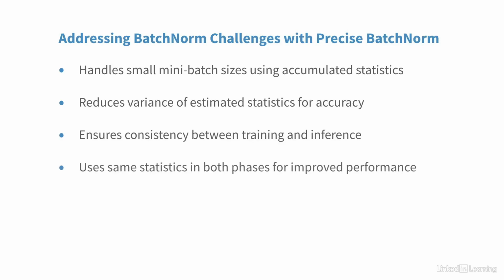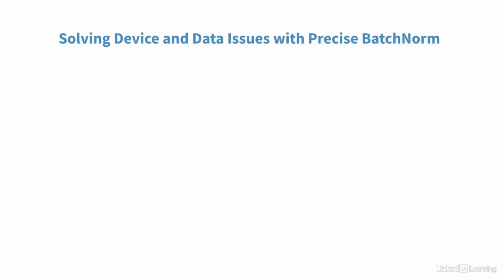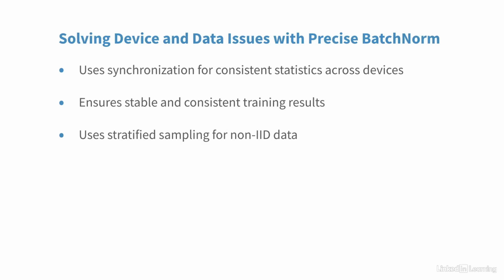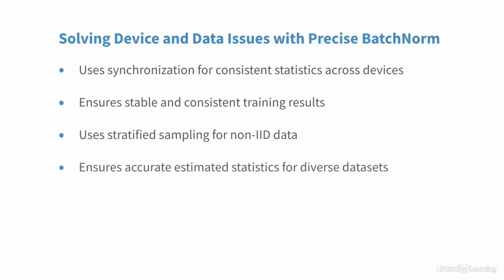Precise batch norm uses the same statistics during training and inference, which improves the model's performance. Precise batch norm uses a synchronization mechanism to ensure that the statistics are consistent across different devices. This approach ensures that all devices use the same statistics, which can lead to more stable and consistent training results. Precise batch norm uses stratified sampling to ensure accurate estimated statistics, even when the data is not identically distributed.